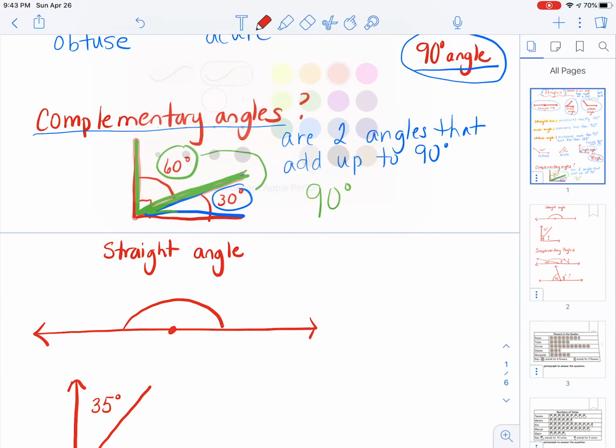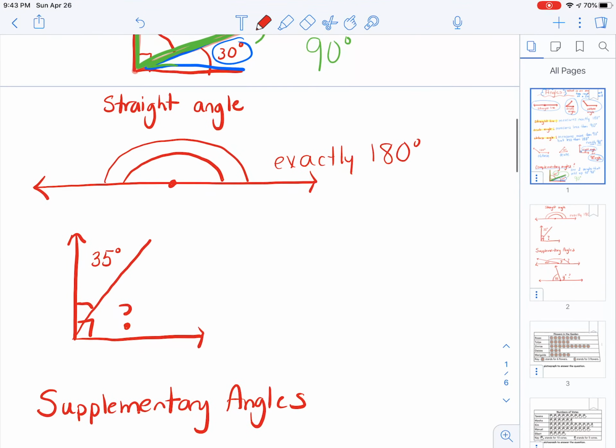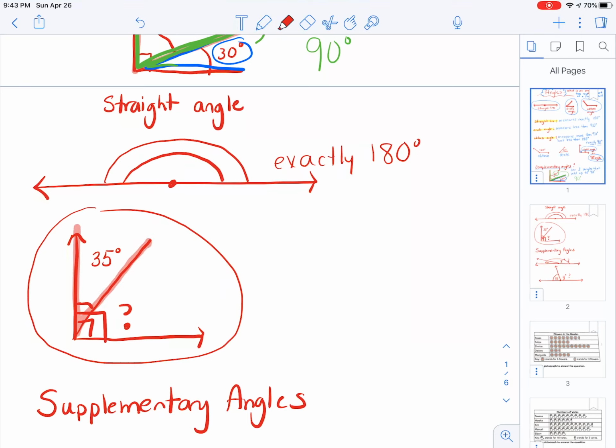A straight line measures exactly 180 degrees. So let's look at this. We know that this whole angle right here is 90 degrees. And I know that if I highlight in red, that part is 35 degrees. And I know that this whole angle is 90 degrees, and I want to figure out what this little part right here is.